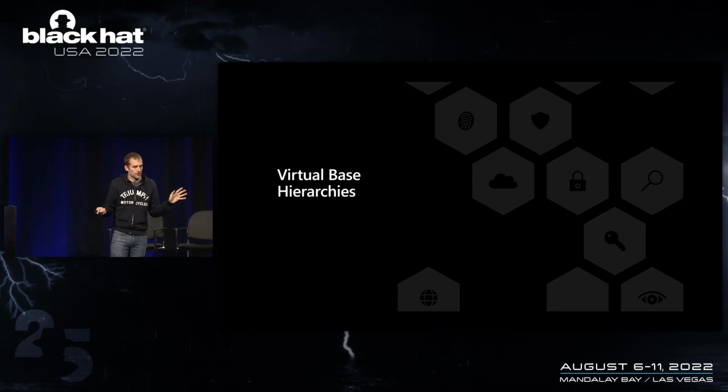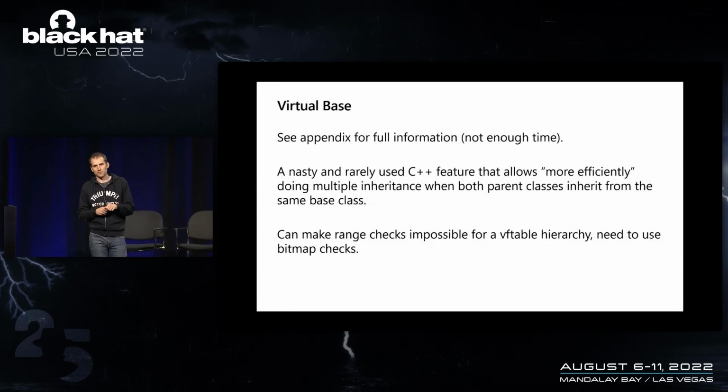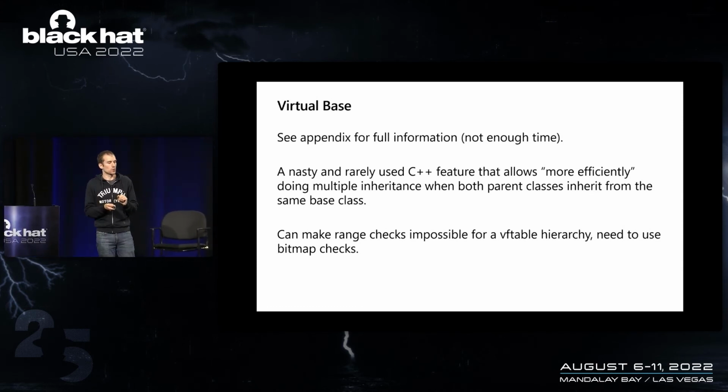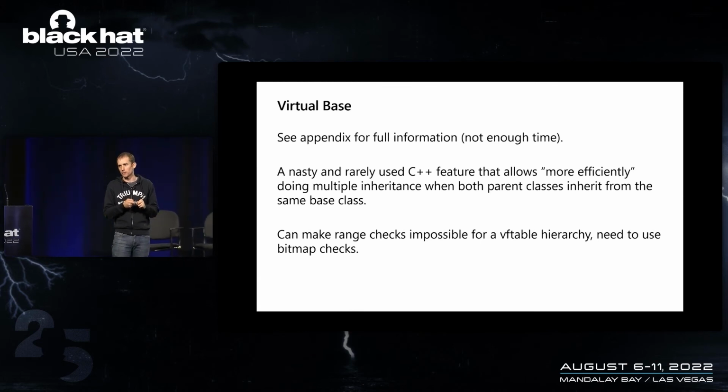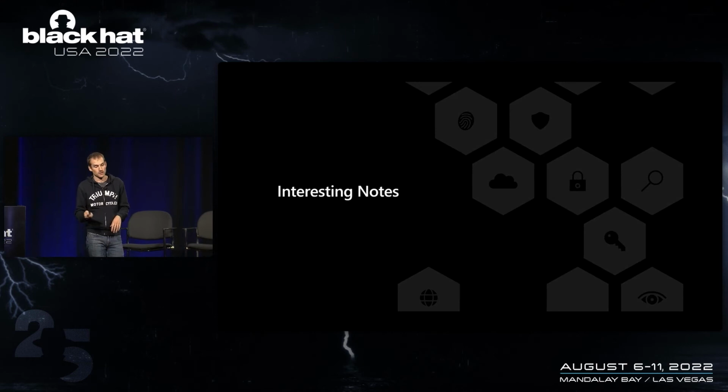There's one final thing, which is virtual base inheritance, but I don't have time to talk about it because it is a very complicated C++ feature. What I will say, though, is that virtual base inheritance is the one case where we actually need to use bitmap checks sometimes. You can't always handle them with range checks. So that's why I spent the first part of this talk talking about how the bitmap checks work. I've included a bunch of information on this in the appendix of this slide deck, so you can check it out once the slides go online.